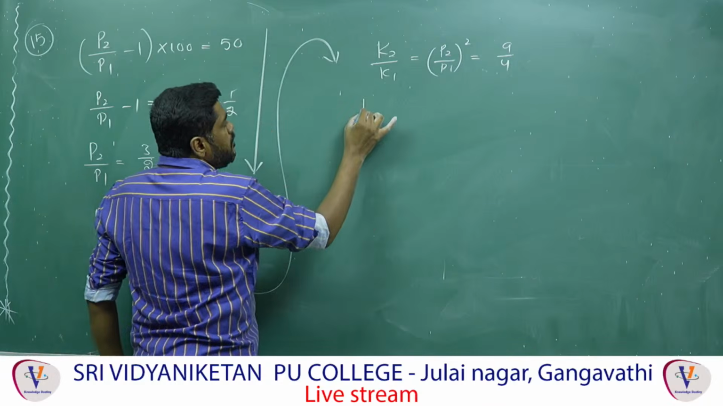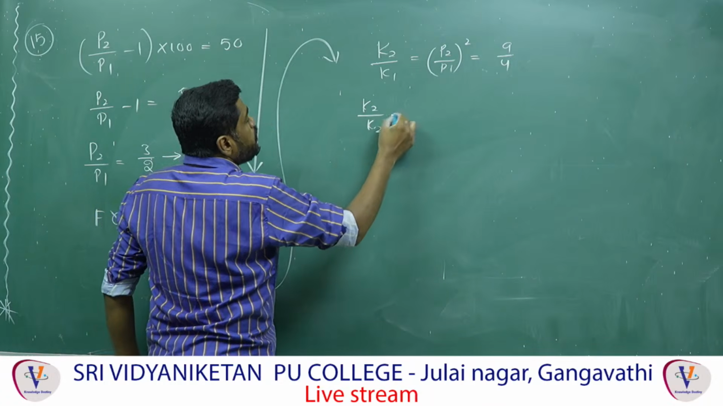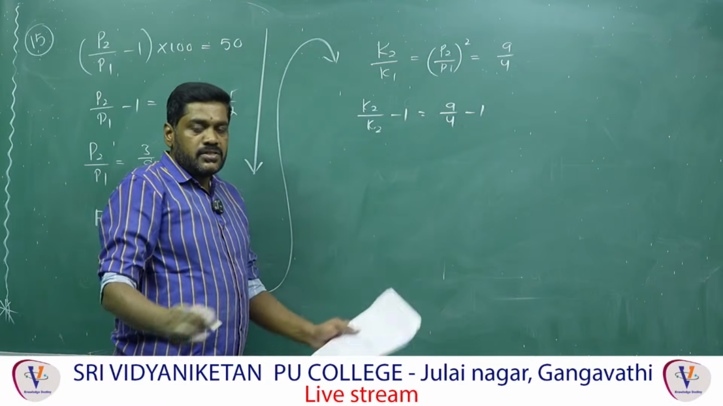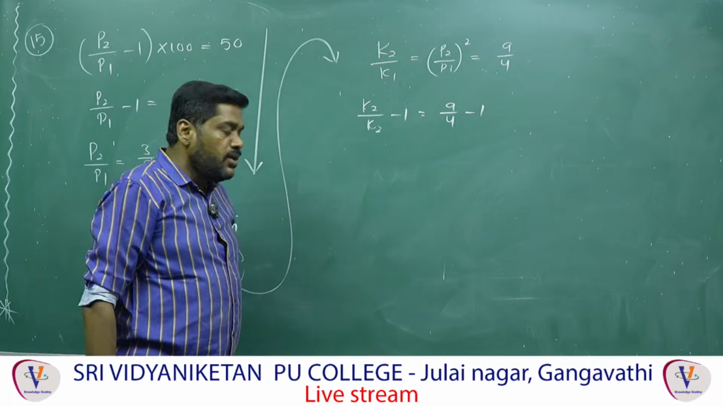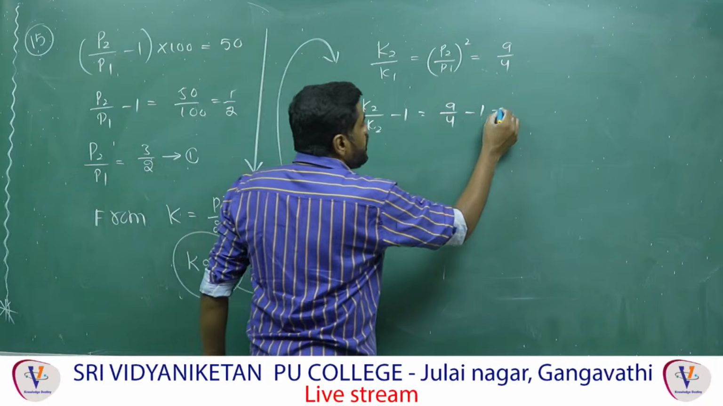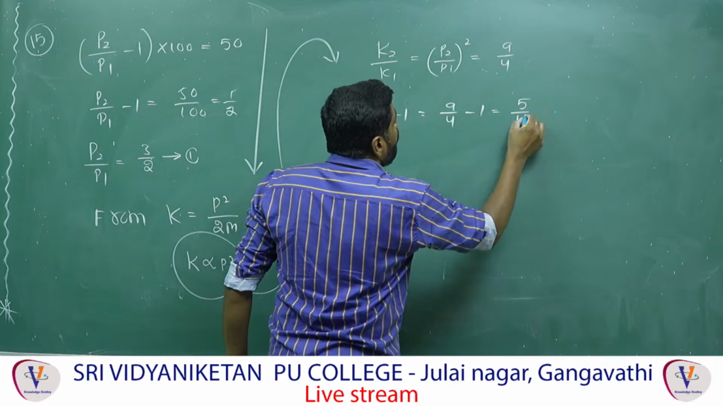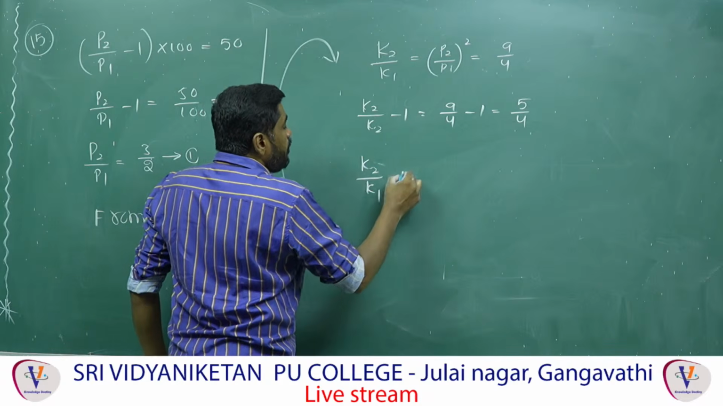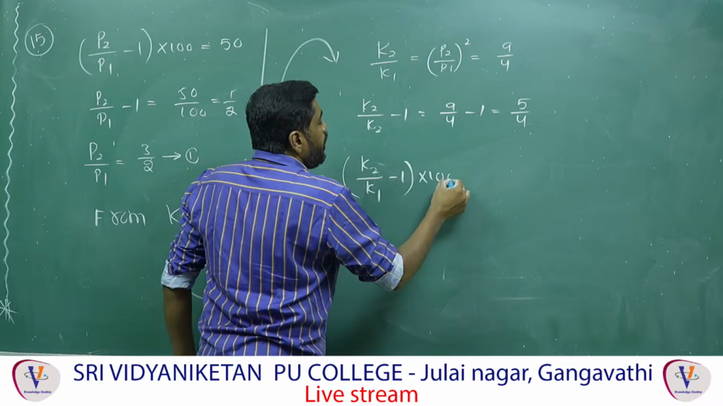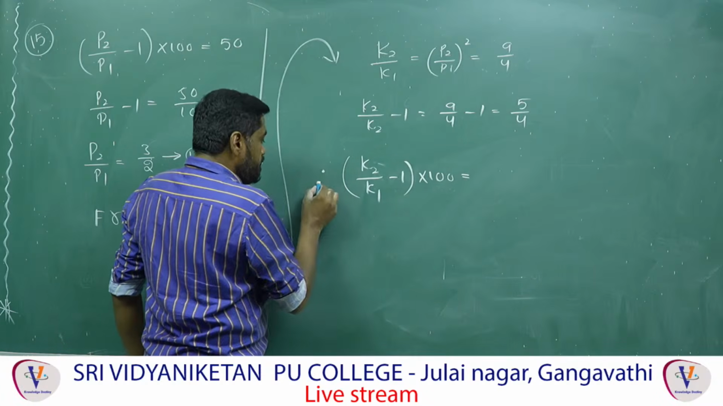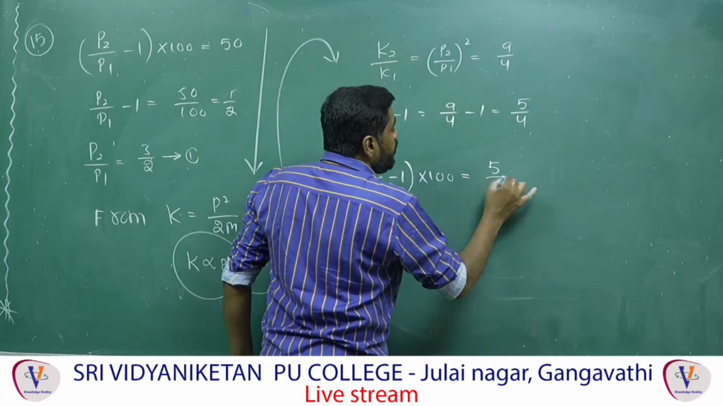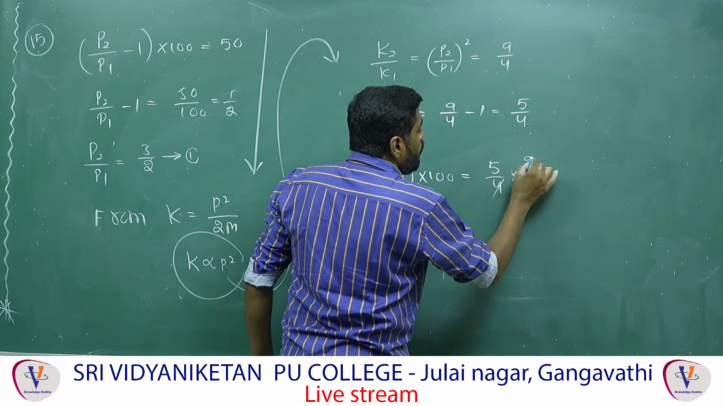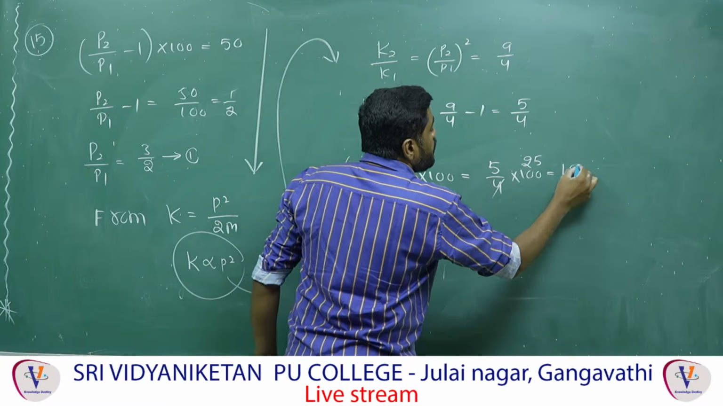If you take the minus 1 on both sides, K2 by K1 minus 1 is equal to 9 by 4 minus 1. Just subtract 1 from the left and right side. Therefore, 9 by 4 minus 1 is equal to 5 by 4. And if you multiply K2 by K1 minus 1 with 100, this is our final answer. 5 by 4 into 100 is equal to how much? 4 ones are 4, 4 twenty-fives are 100, so 125 over 4 is how much?